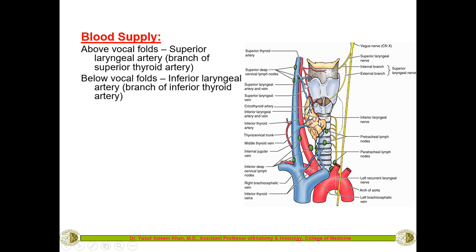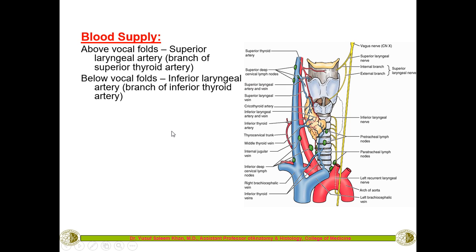So if you can see here in this picture, the superior thyroid artery is a branch from the external carotid artery which supplies the thyroid gland. When it supplies the thyroid gland, it also gives a small branch which supplies the larynx. So the part of the larynx above the vocal fold is supplied by the branch from the superior thyroid artery called the superior laryngeal artery. So this is the superior laryngeal artery which supplies the larynx above the vocal fold.